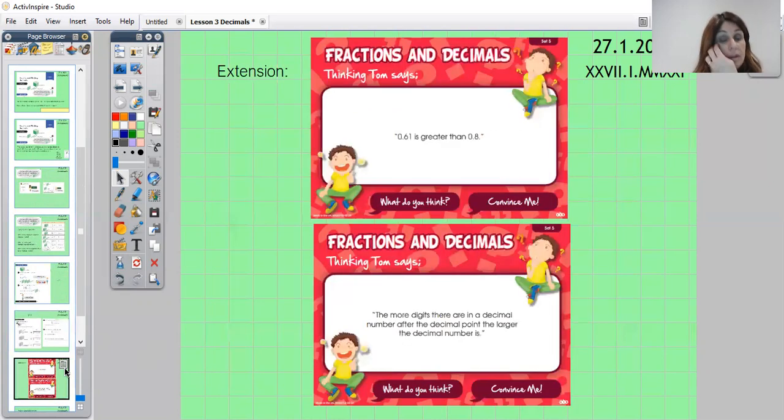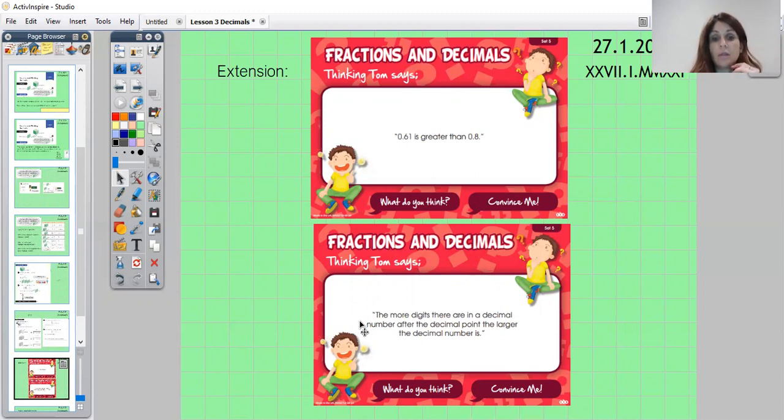So then some of you, I think, are going to be moving on to your extension really quickly today. So this is the first extension we'd like everybody to do. So thinking Toms, the first one says 0.61 is greater than 0.8. So do you agree? If you do, you have to explain how you know. If you don't, you have to explain how you know. So you're going to have to convince us. Don't just want to see a yes or a no. You know how to do those, guys.